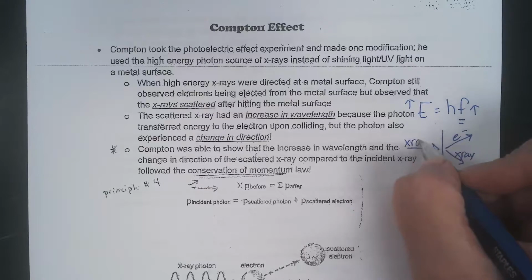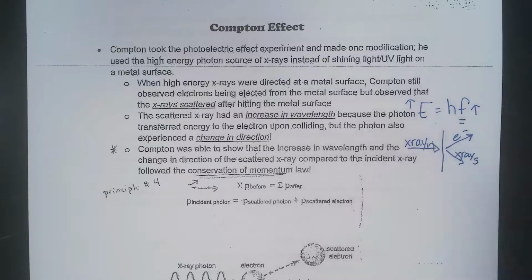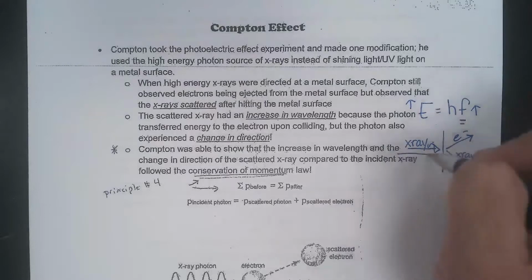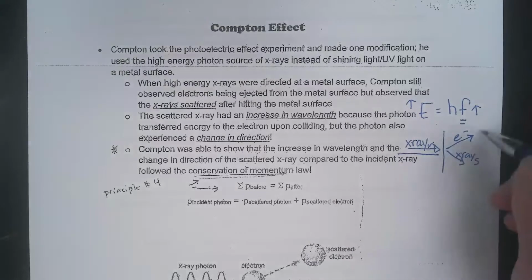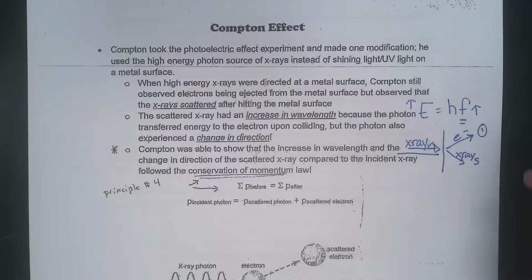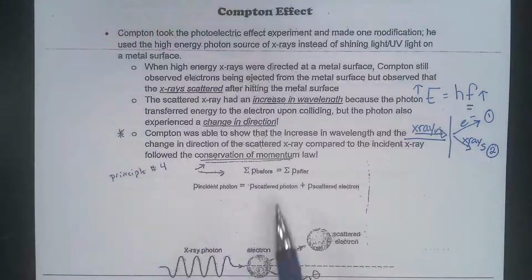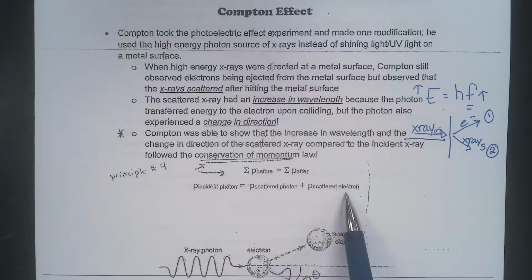This is the X-ray incident, and this is the X-ray scattered. So when we're looking at momentum, we always follow the conservation of momentum. And so the momentum before is going to be equal to the momentum after. Well, what we see before is just an incident X-ray, but what we see after is an electron being emitted and an X-ray being scattered. So we can say that the incident photon's momentum is equal to the scattered photon's momentum plus the electron that's been emitted, their momentum.